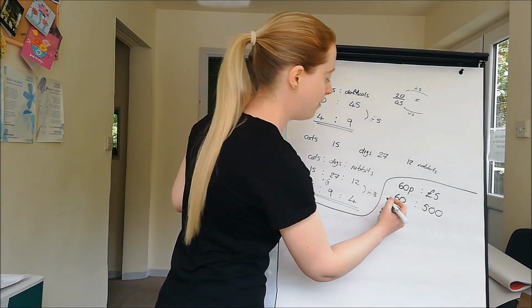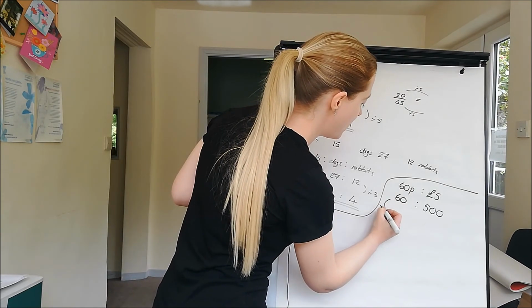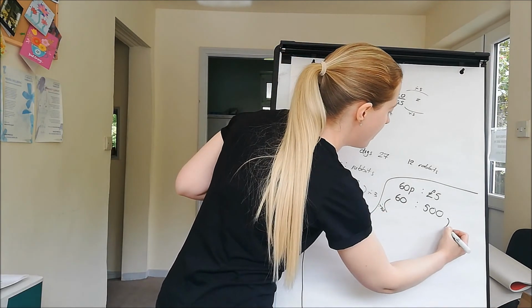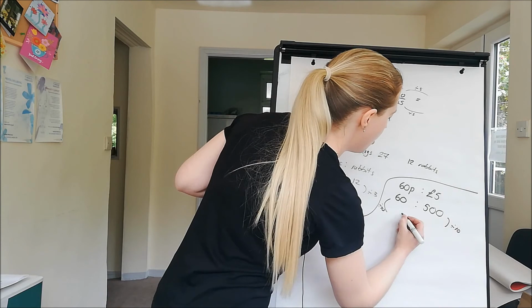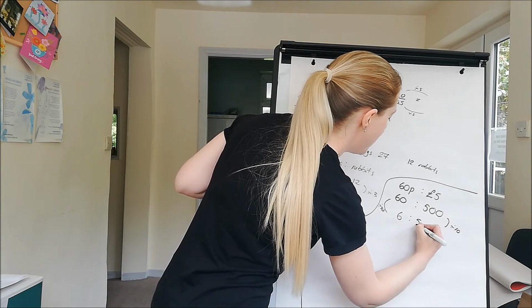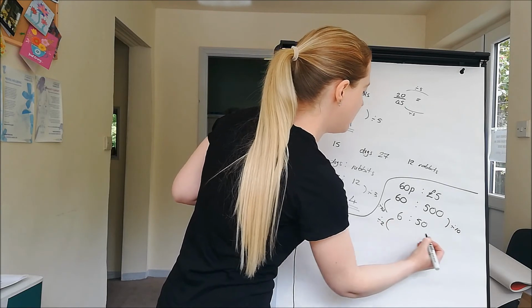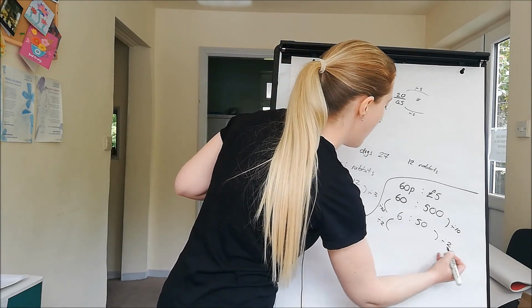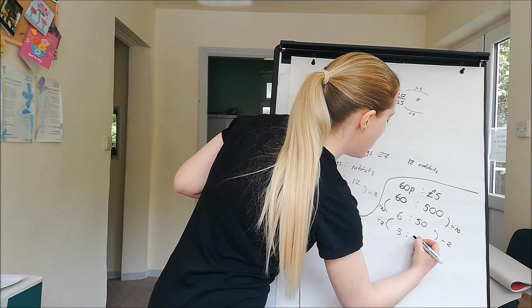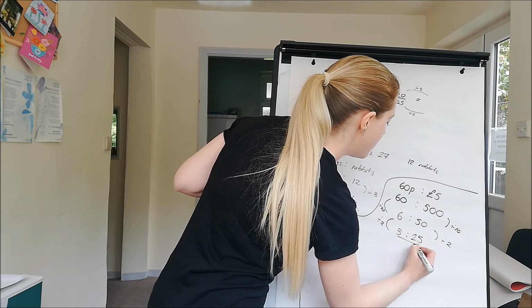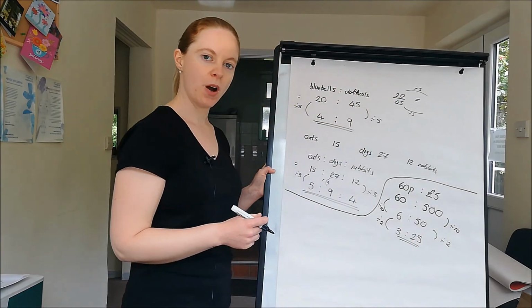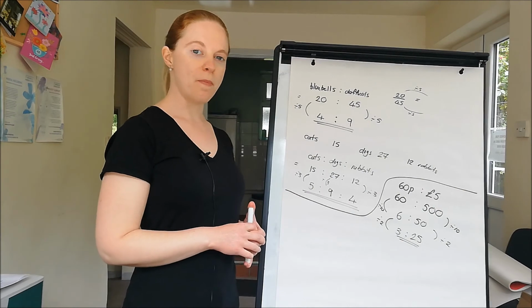Now I can simplify that, so I can divide both bits by 10 because they've both got a 0 on the end. That'd give me 6 to 50. And then because each of those is even, I can divide each of them by 2 as well to give me a final answer of 3 to 25. Okay, we'll do one more like that.